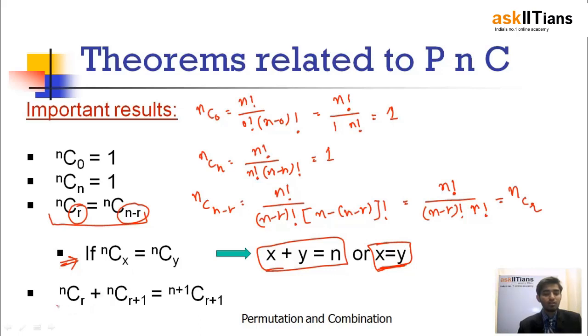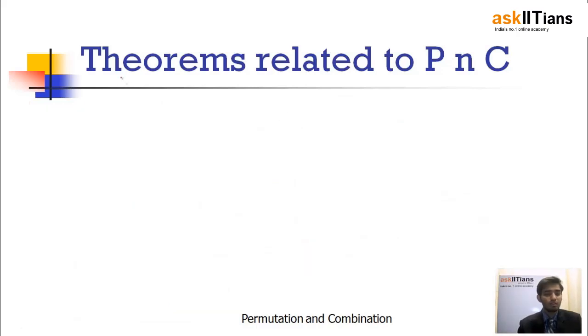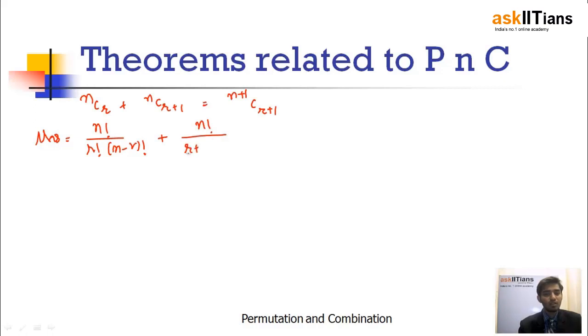Also there is one important result, that is nCR plus nC(R plus 1) will be equal to (n plus 1)C(R plus 1). Let us derive this. nCR plus nC(R plus 1) is equal to (n plus 1)C(R plus 1). Now let us take the LHS, that is the left hand side. So that will be equal to n factorial divided by R factorial into n minus R factorial, plus nC(R plus 1), which is n factorial divided by R plus 1 factorial into n minus R minus 1 factorial.